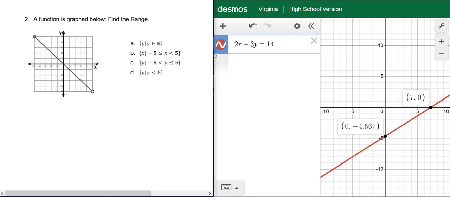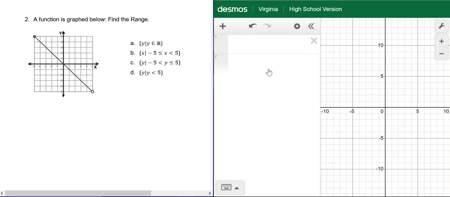All right, the second question. A function is graphed below. Find the range. When we look at the range of a function, we want to measure it using the y-axis, from the lowest to the highest. You see the graph is going from -5 up to +5. Since we're talking about the range, we're looking at the y. If it asks for the domain, then you will look for the x, but this one is the range. So it's from -5 to +5.